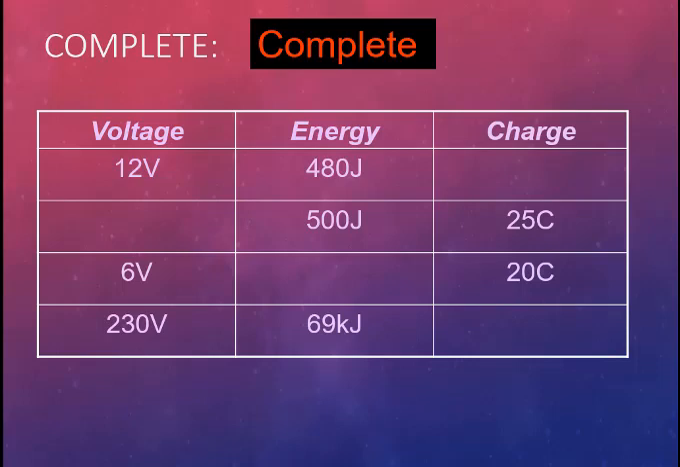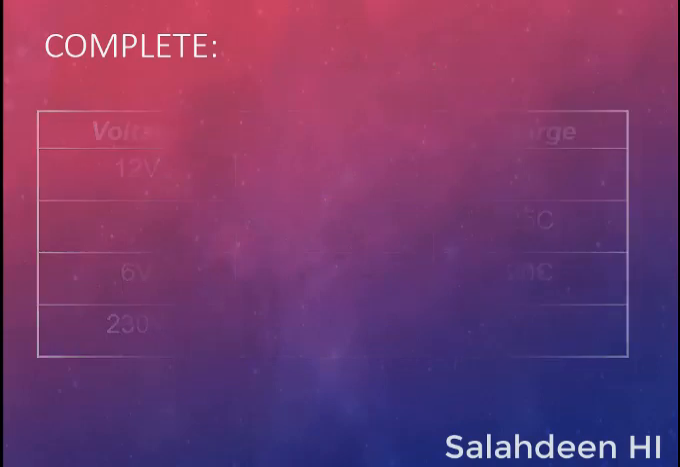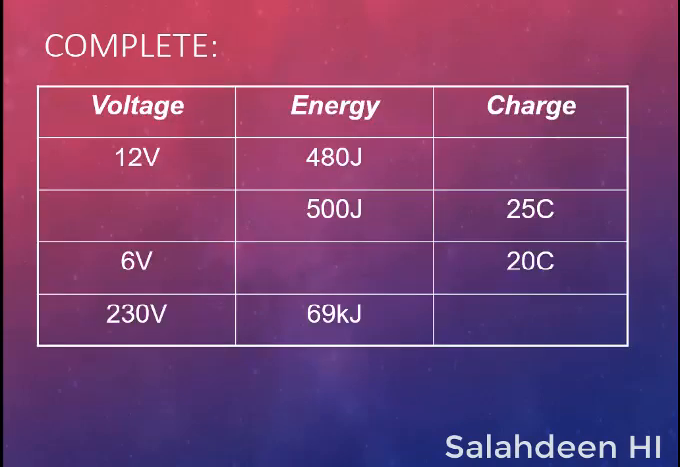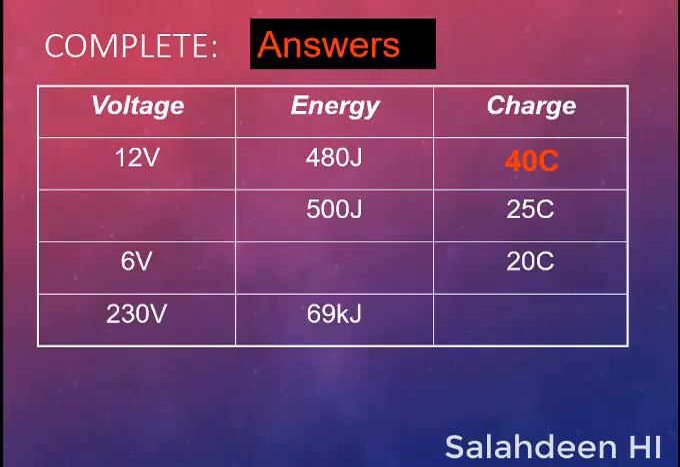Now let's do it together. Here you should be able to get 40 coulombs. Here you should be able to get 20 volts. Here you should be able to get 120 joules, and here you should be able to get 300 coulombs.